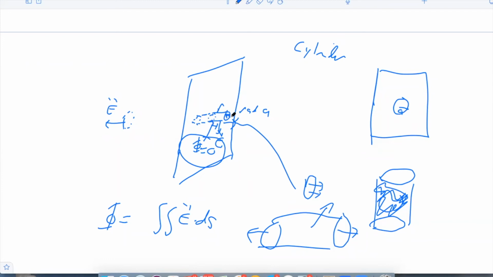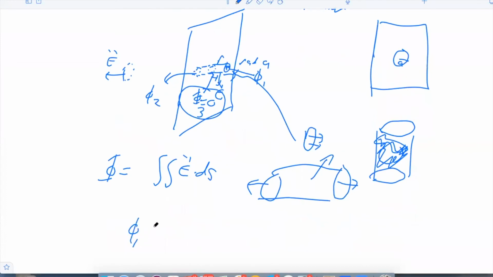I'm going to have flux here. Let's call this flux 1 maybe, and then flux back here flowing out the back end. Let's call that flux 2, and then this guy here was 0. So flux 1 would just be E times A. What's my area? It's a circle. Same thing on back here, on this back end. I'm going to call that one 2.